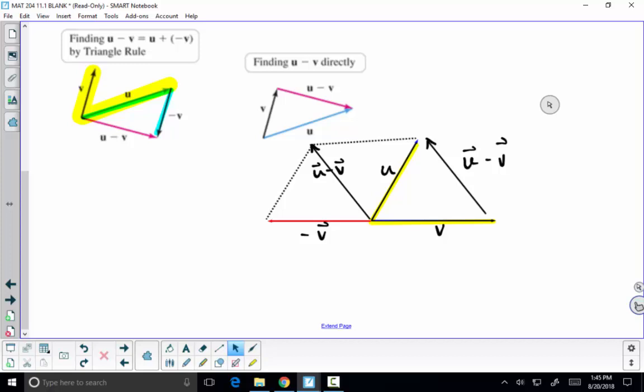That make sense? Haley? You said vectors are equal if they're the same direction and magnitude. Yep. Same direction, same magnitude. So this vector right here is u minus v right there. So that one must also be u minus v. So if they have the same direction and same magnitude, then they are equal.